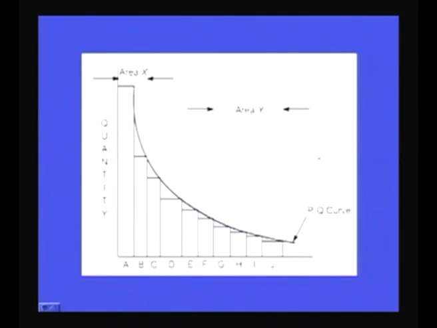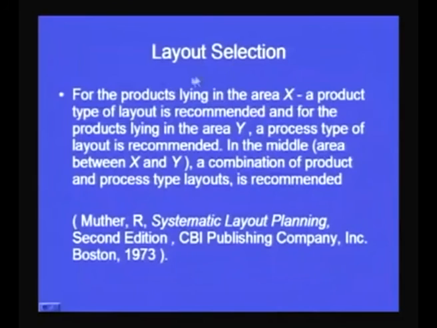Then on the basis of this bar chart, we have to make a decision about which type of layout should be used. So the layout selection will be carried forward for the products lying in area X and area Y. For the products lying in area X, a product type of layout is recommended. So a product type of layout is recommended for those products for which the volume is more. If you remember, in area X the volume was more and the variety was less. So a product type of layout is recommended.